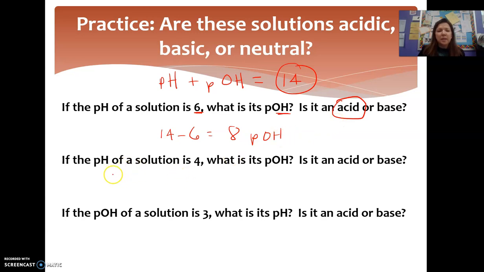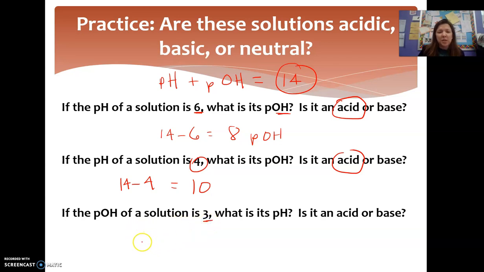Okay. Number 2, if the pH of a solution is 4, what is the pOH? Remember, they always add up to 14. So 14 take away 4 is 10. And it's pretty close to 8 for pOH. So again, it's going to be an acid. If you check that scale, above 7 on a pOH scale is an acid. It describes an acid.